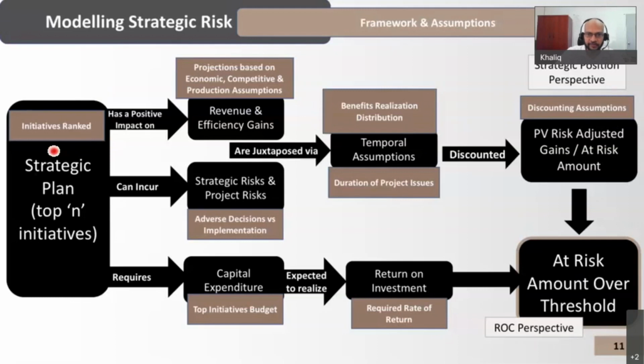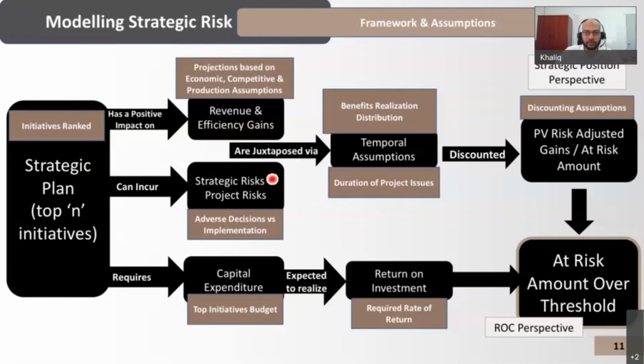So then these initiatives or sources of risk have an impact on your revenue and efficiency gains, right? So you may make some projections based on economic and competitive assumptions. And in terms of the benefits of a particular initiative that you're implementing, a new technology, new training, new products, etc., these things are expected to have some revenue or efficiency gains. So that's something that you would need to model as well. Of course, these top 10, top 5 initiatives can incur strategic risks and project risks. That dichotomy that I mentioned before, adverse decisions versus poor implementation.